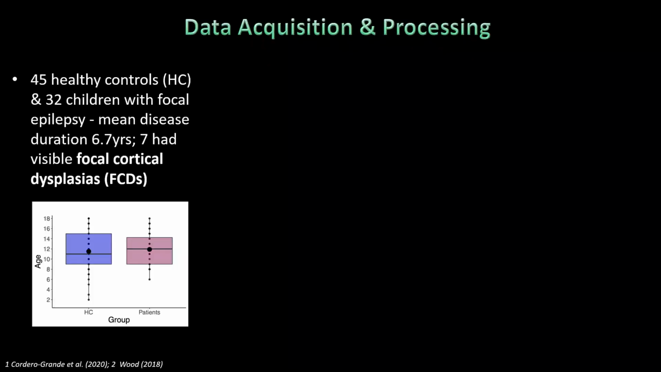So we scanned 45 healthy controls and 32 children with epilepsy, and in the patient sample the mean disease duration was 6.7 years. Of these patients, 7 had visible focal cortical dysplasias, which, if you don't know, are malformations of cortical development with very varied histopathological features, and are also the most common cause of focal epilepsy in children. And our age range for the sample was from 2 to 18 years old.